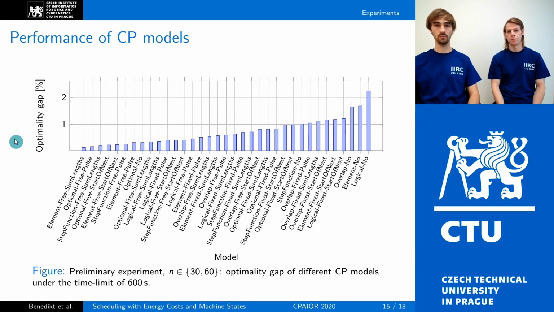Since the CP formalism provides many constructs, it's usually possible to build a model for one problem in many ways. However, it's not often straightforward to see which model performs the best. Therefore, we experimented with many different implementations, which have varying performance, as can be seen in the figure showing the aggregated optimality gap on a preliminary dataset. The details can be found in the paper. For the following experiments, we used the best performing CP model called element-free sumlens.